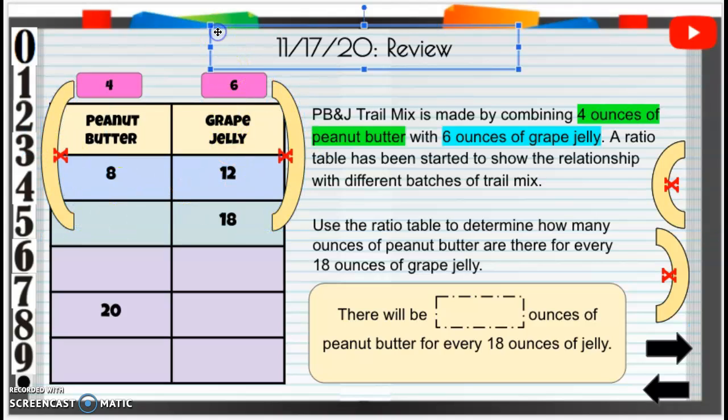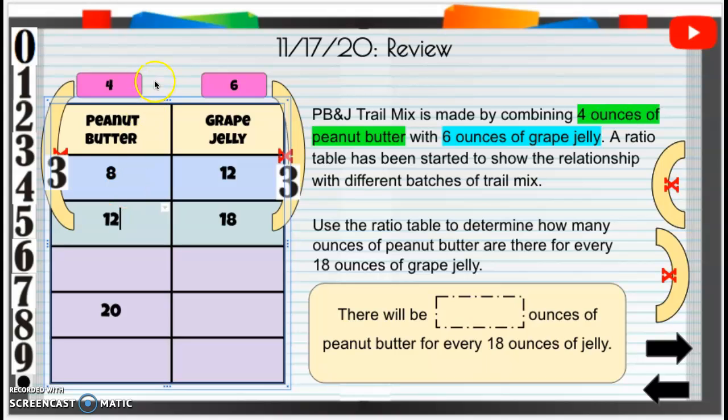All right, now what we do see is a 6 and an 18 here. So how do I get from 6 to 18? I know I multiply by 3. So what I do to one side, I must do to the other. 4 times 3 is going to be 12. All right, let's extend our noodles.